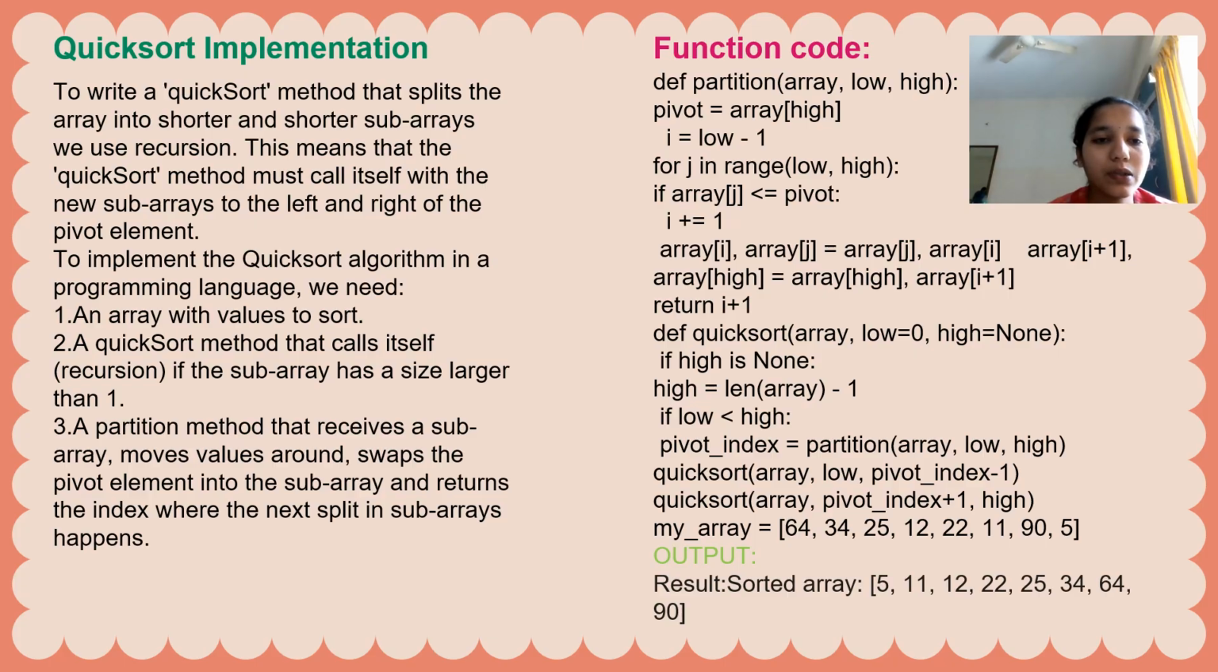Quicksort implementation. To write a quicksort method that splits the array into shorter and shorter subarrays, we use recursion. This means that the quicksort method must call itself with the new subarrays to the left and right of the pivot element. To implement a quicksort algorithm in a programming language, we need an array with the values to sort, a quicksort method that calls itself if the subarray has a size larger than 1, and a partition method that receives a subarray, moves values around, swaps the pivot element into position, and returns the index where the next split in the subarrays happens. Here is the function code.